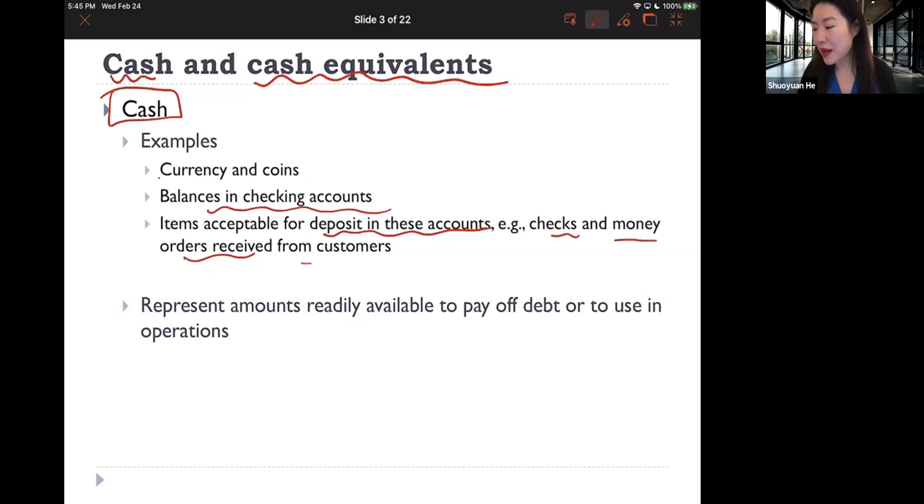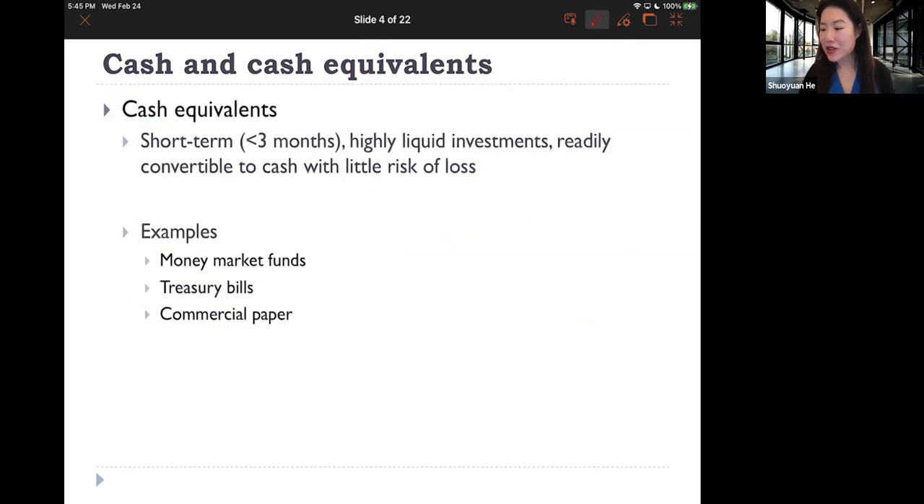And cash represent amount readily available to pay off debt or to use in operations. That is the most liquid asset of the firm. So this is cash. And what is cash equivalent?